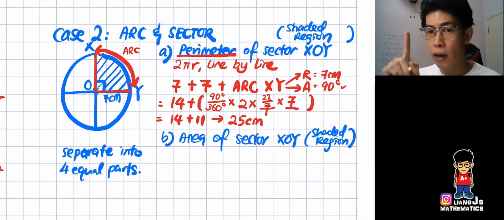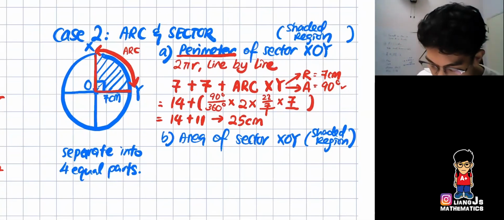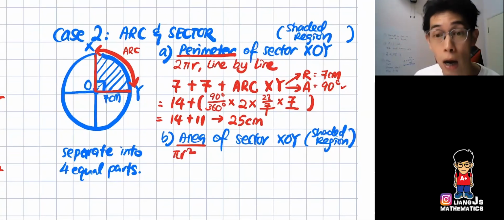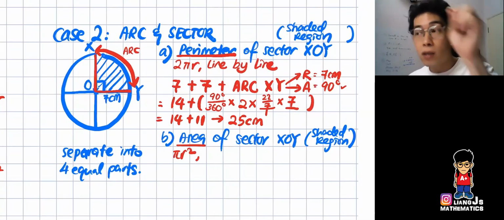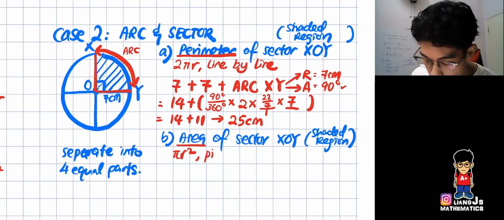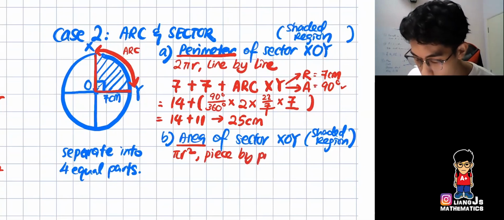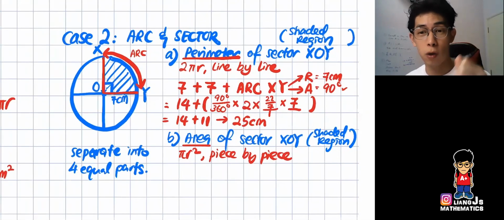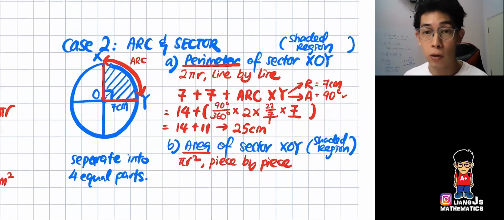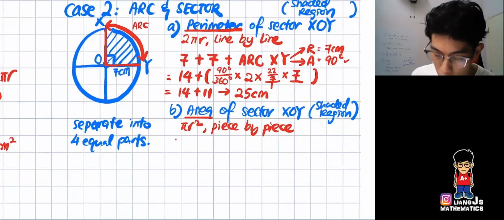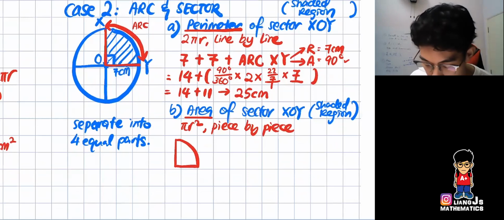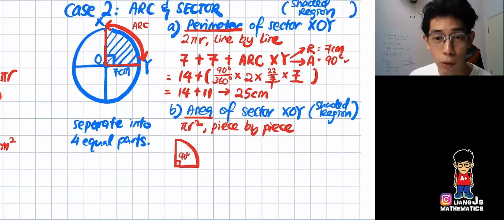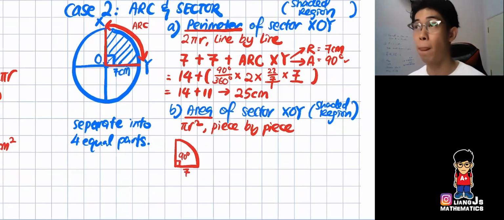Okay, B now, area. Okay, look at the word area, pi r squared. One piece by one piece, right? One piece by one piece. Okay, so can you tell me how many pieces of area you need to find over here? Okay, how many pieces? Just one piece, right? One piece. So that one piece being one sector with 90 degrees and 7 cm.